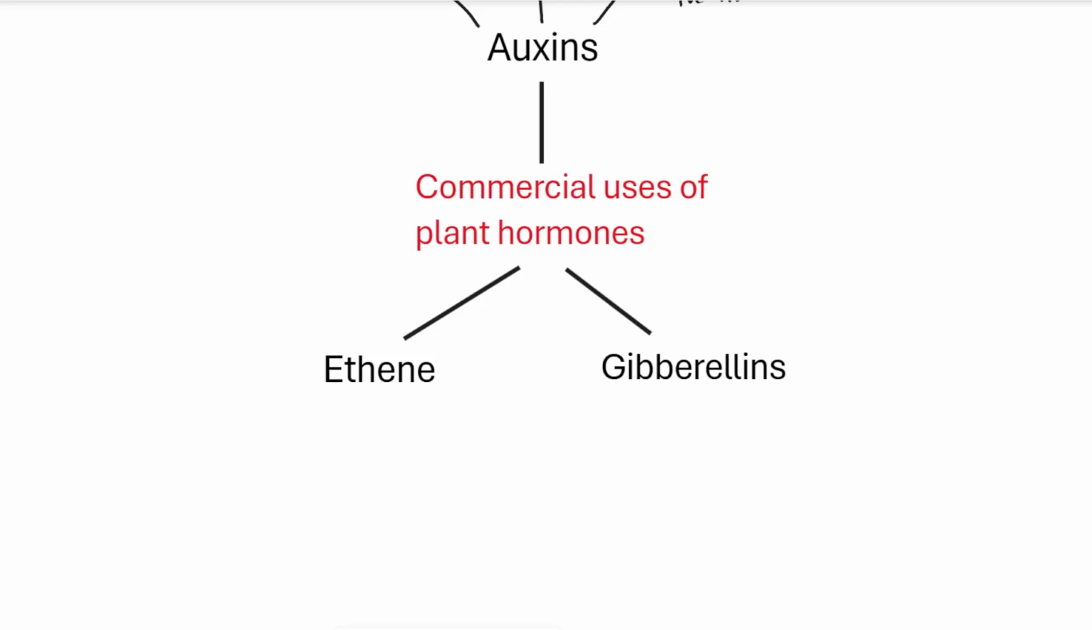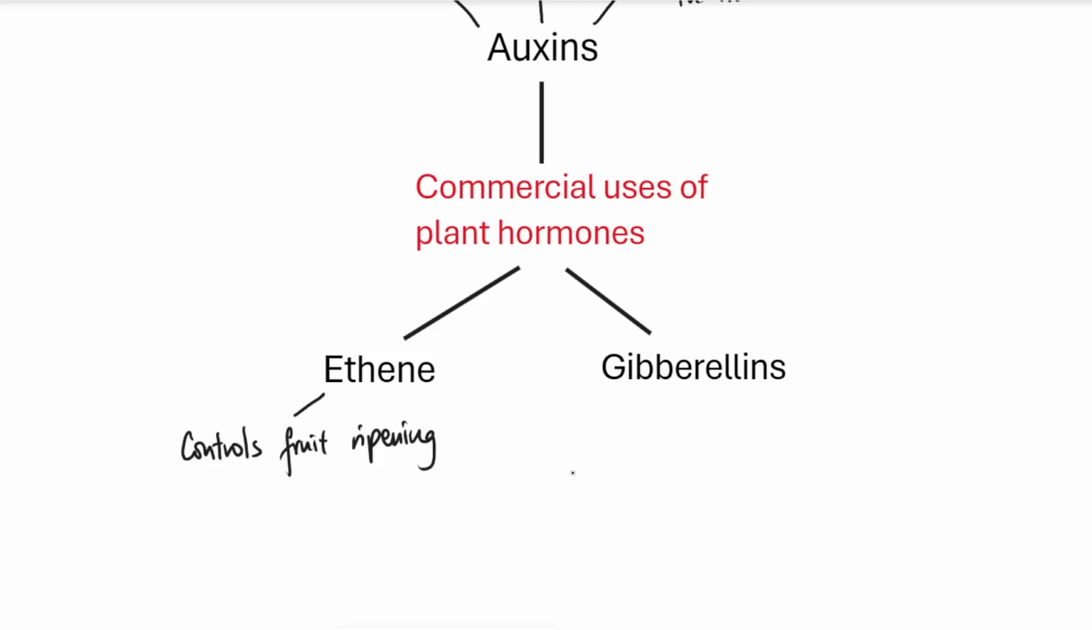Now for the other two, they are not as commonly heard of. However, they are also found in plant hormones, and we realized that if we can apply them externally to the plants, they can do various different things. Now, ethene only has one key function. Ethene controls fruit ripening.